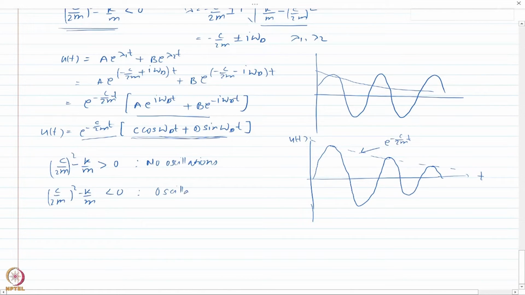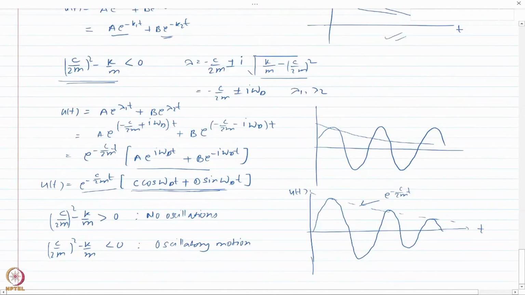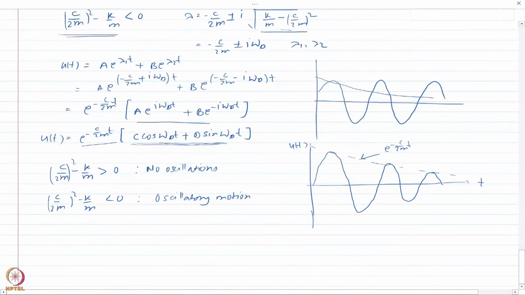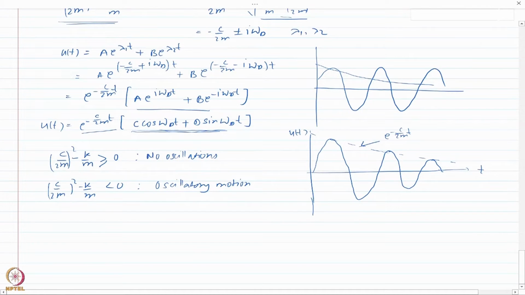Now what would happen if this is equal to 0? If this is equal to 0, I would again get two negative roots because this term would be 0. So the solution would still be similar to what I have here. Again, no oscillation, because there would not be any complex term, so there won't be any sine and cos terms. So if it's greater than or equal to 0, there is no oscillation. It needs to be strictly less than 0 to have an oscillatory motion.